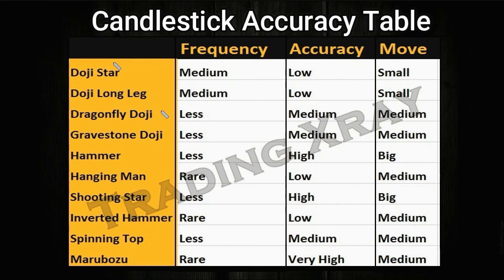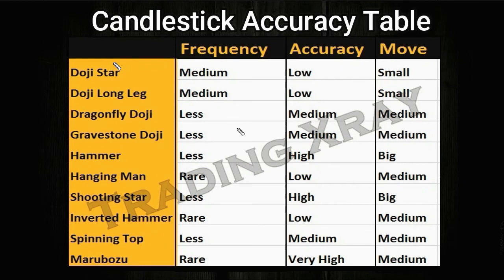Suppose we take a trade in doji star or doji long legged, then the frequency will be medium, the accuracy will be low, and the move will also be small, because doji mainly appears in the sideways market, and even when it occurs in a trending market, either bullish or bearish, it still needs strong price action to take the trade. Whereas if we use dragonfly doji or gravestone doji, we can see the frequency is very less, accuracy is medium, and move is also medium.